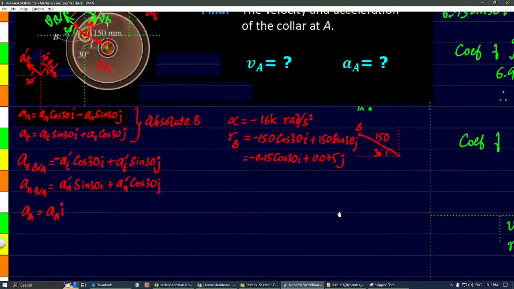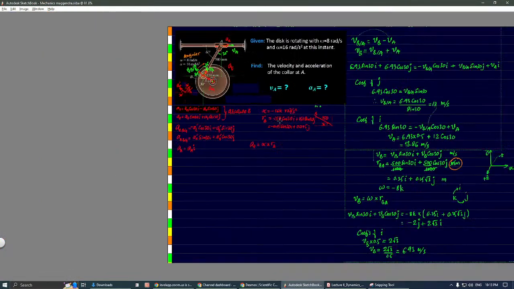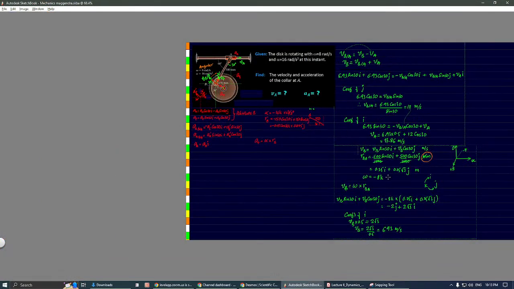So now tangential component. Tangential component is alpha into RB. Correct? Yes. Normal is VB.